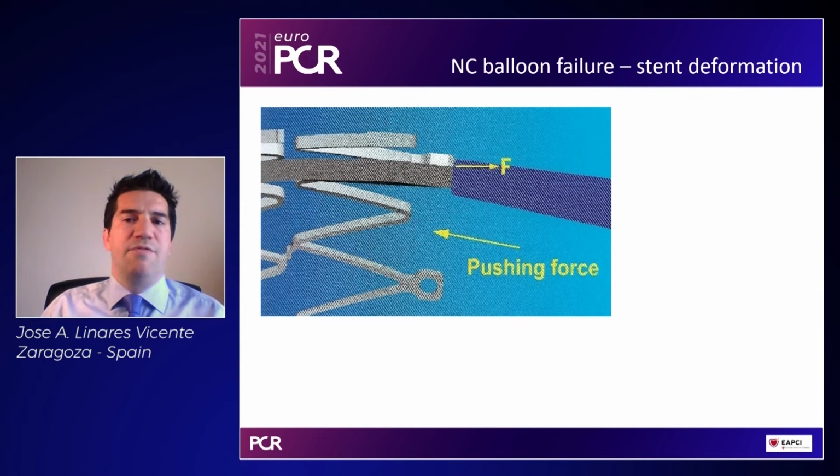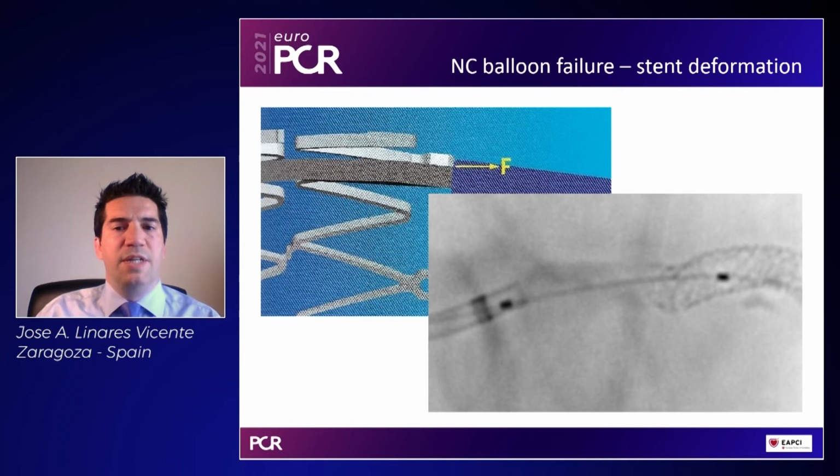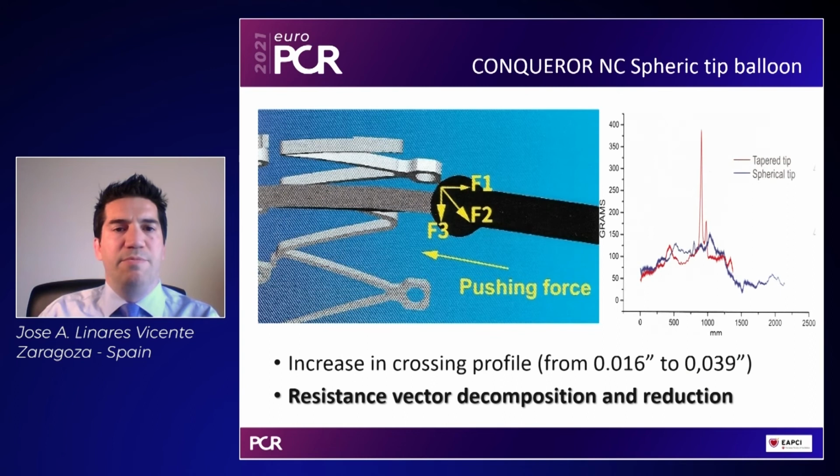Regular non-compliant balloons have a conic tip that can clash against the stent, creating an opposing force vector that blocks balloon advance. In these cases, pushing harder to advance the balloon can cause a stent mechanical complication and a big travel ahead. The Conqueror NC balloon has an innovative design based on a spheric tip with a particular visualization at fluoroscopy. Despite an increased crossing profile, the spheric tip causes a decomposition and a reduction of the resistance vector, facilitating the balloon entry into the stent.